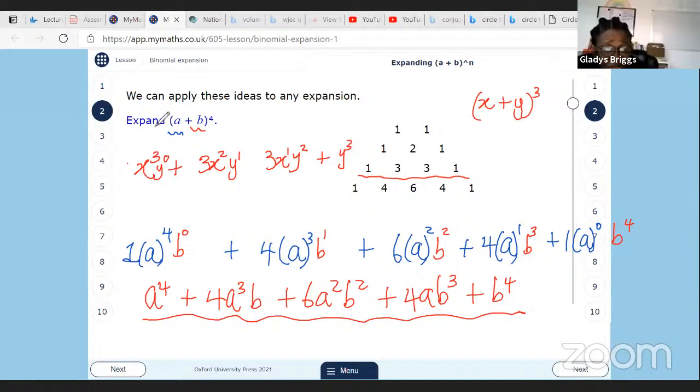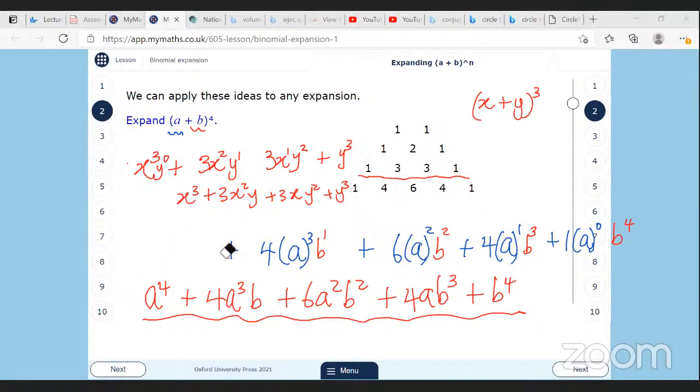Have you finished? Yes. So you should get x to the power of 3 plus 3x squared y plus 3x y squared plus y cubed. Okay? I made a mistake in the last one.